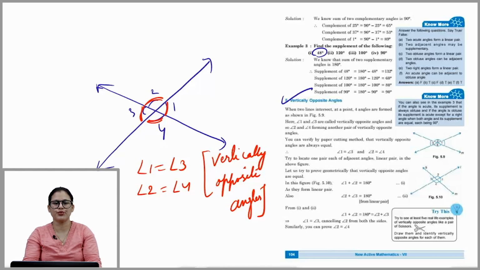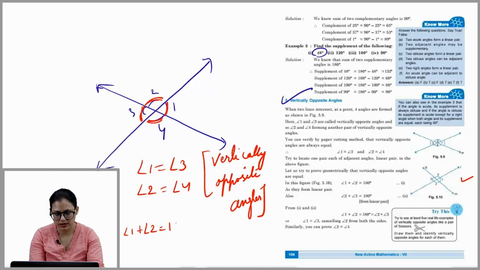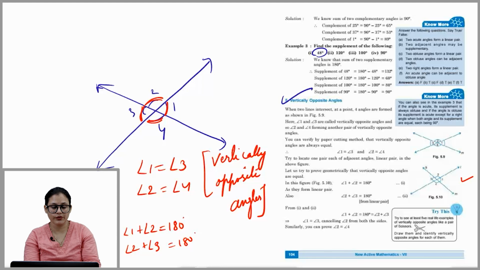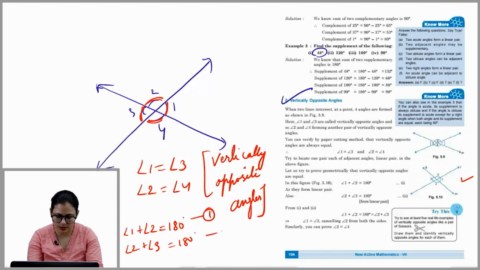Let us try to prove geometrically that vertically opposite angles are equal. In this figure, figure 5.10, angle 1 plus angle 2 is equal to 180 degrees because both are forming a linear pair. Also, angle 2 plus angle 3 is also equal to 180 degrees because these two are also forming a linear pair. This is equation 1 and this is equation 2. So what will we do?